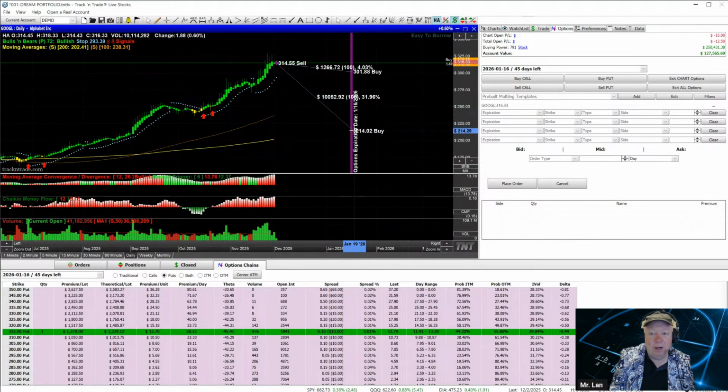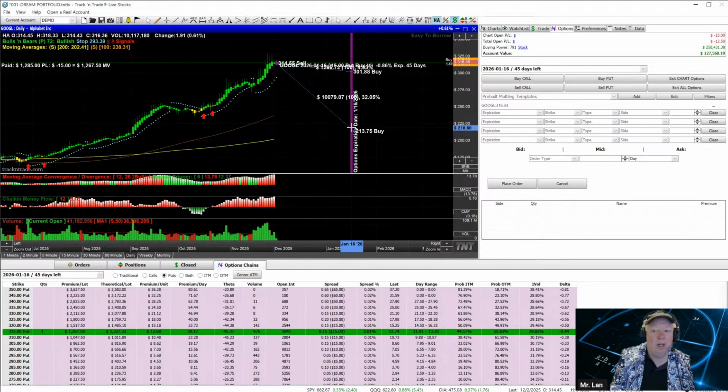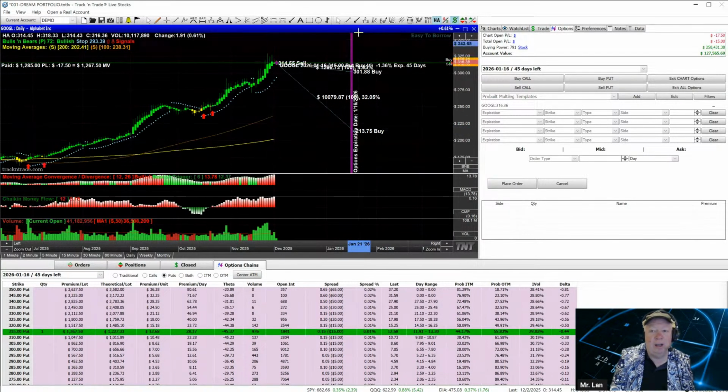What if it came to right there? You'd make $10,000 minus the premium, $1,270. So you'd make roughly $8,900 and something dollars right in there if it came all the way down to there. Now it's probably not going to fall that far, but what if it fell just to here?